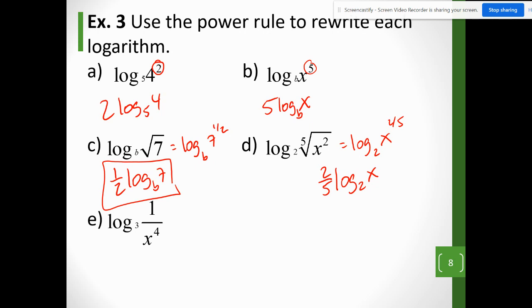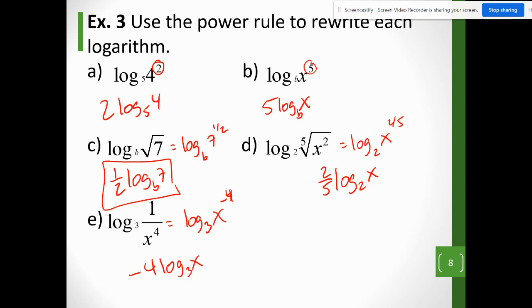Now, for example E, to begin with, I can rewrite this as log base 3 of x to the negative 4. What does a negative exponent do? It makes a fraction. So I'm rewriting this as log base 3 of x to the negative 4. So when I use the power rule, I'm going to write this as negative 4 log base 3 of x.